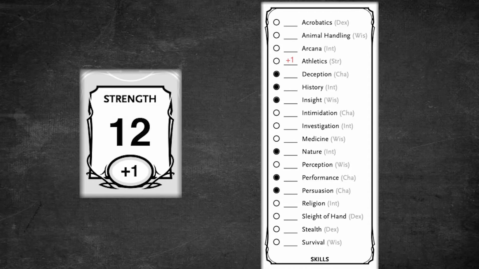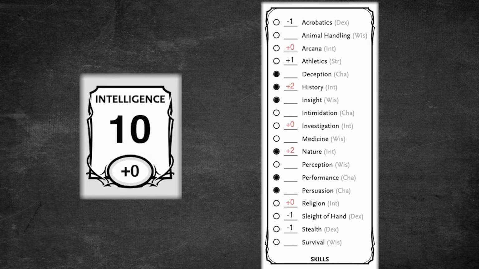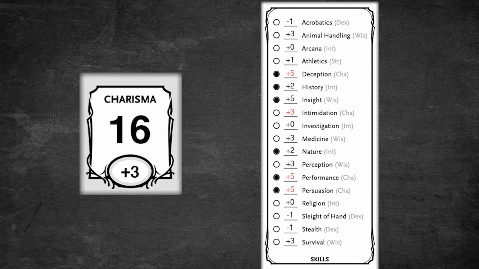To calculate your skill bonuses, look at the ability modifier associated with each skill and write that number on the line next to the skill. If the circle is filled in, increase that number by your proficiency bonus of +2. Repeat this process for all of your skills. Now when you roll the d20 to use these skills within the game, you won't need to do this calculation again, because you can just look at your skill bonuses.